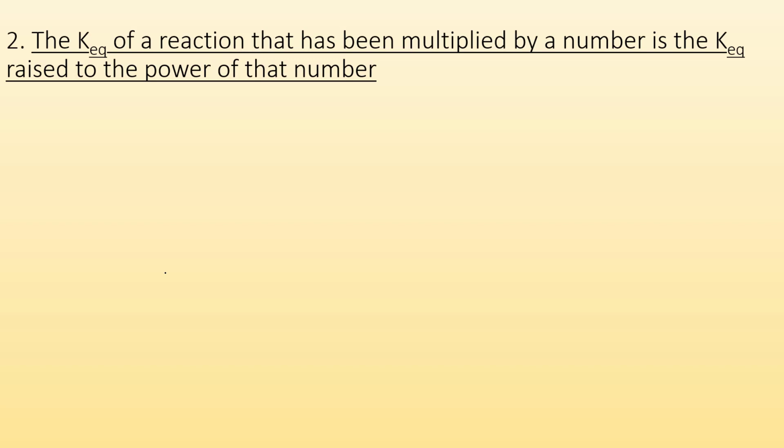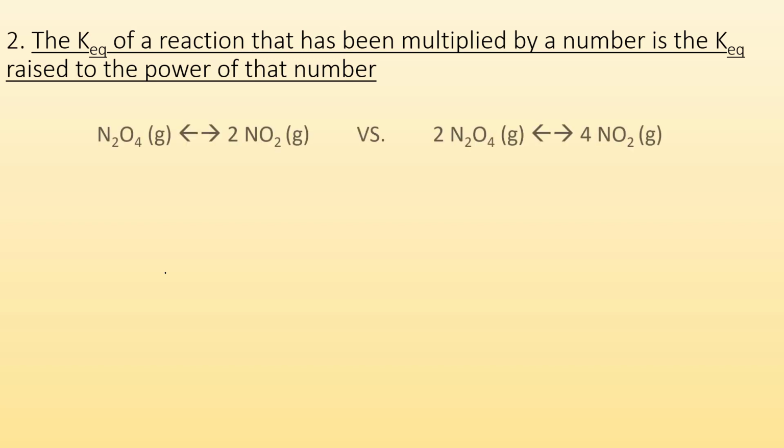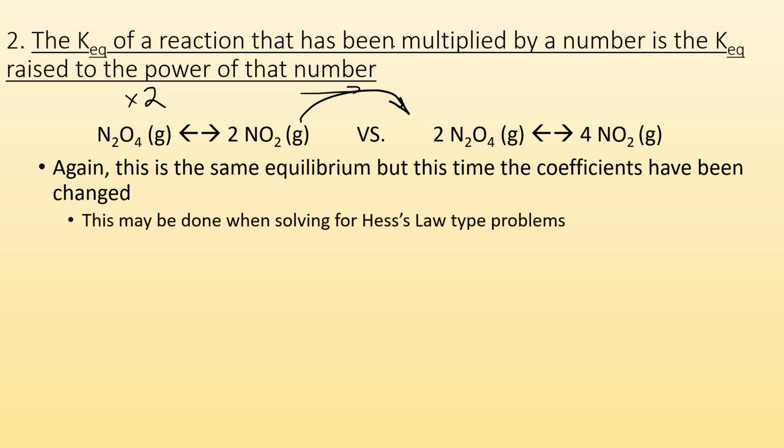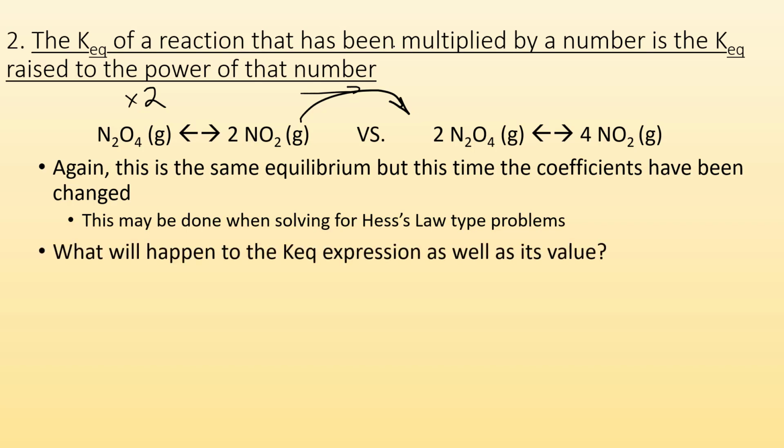All right, second rule. The KEQ of a reaction that has been multiplied by a number is the KEQ raised to the power of that number. So same kind of equilibrium. Let's see what happens. What's the difference between the left one and the right one? Well, we times the left one by 2 to give us the right one. So again, this is the same equilibrium that we're talking about, but this time the coefficients have been changed. This might have to be done in order to solve some kind of Hess's law type problems. So you might do this, and you'll have to know what to do with the KEQ. So what will happen to the KEQ expression as well as its value?